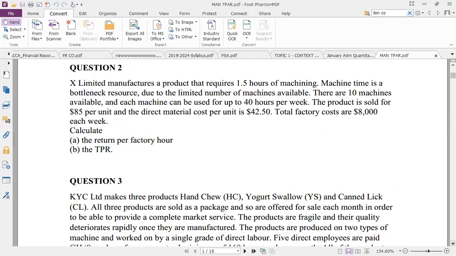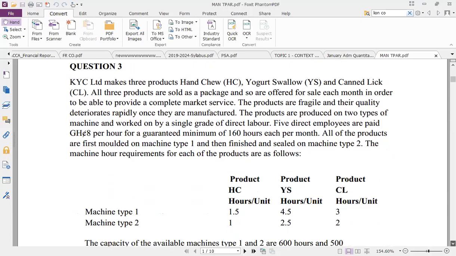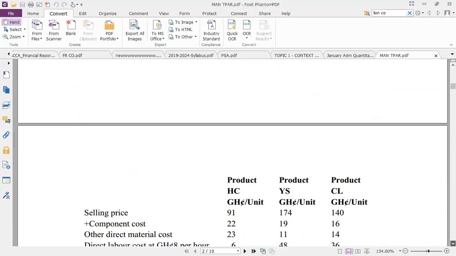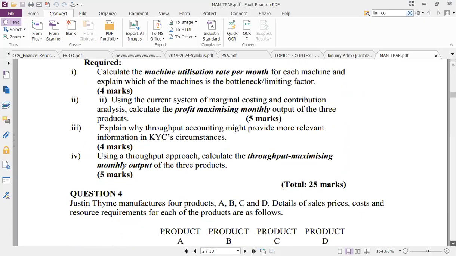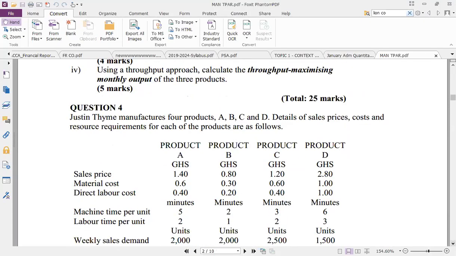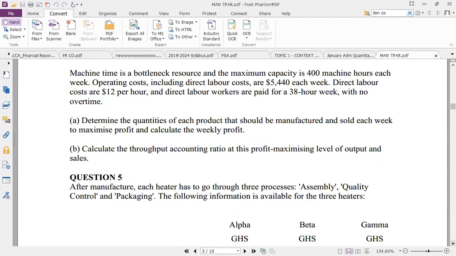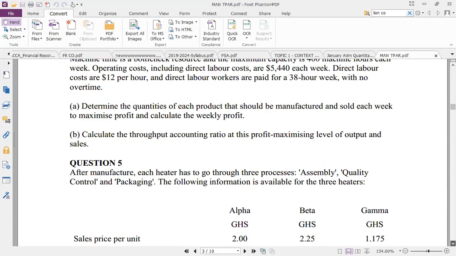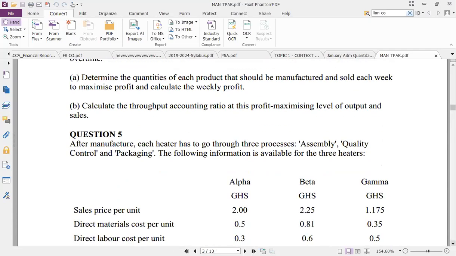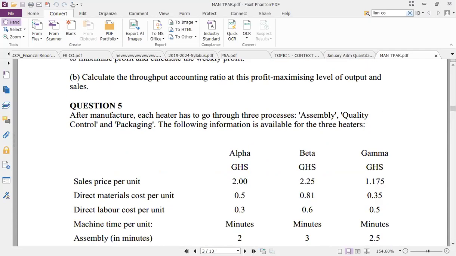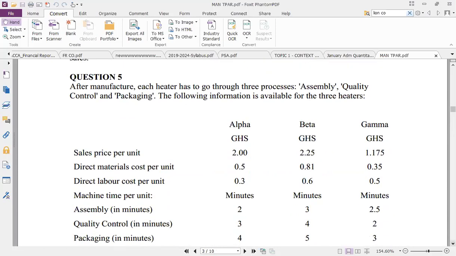Now question 2, I'll come back to it. Question 3 was a trial. That's your past question. We did question 4, where the limiting factor was given. Today we are going to do question 5. Here we have to find our own limiting factor. Question 5, where the limiting factor is not given, we have to calculate it by ourselves.